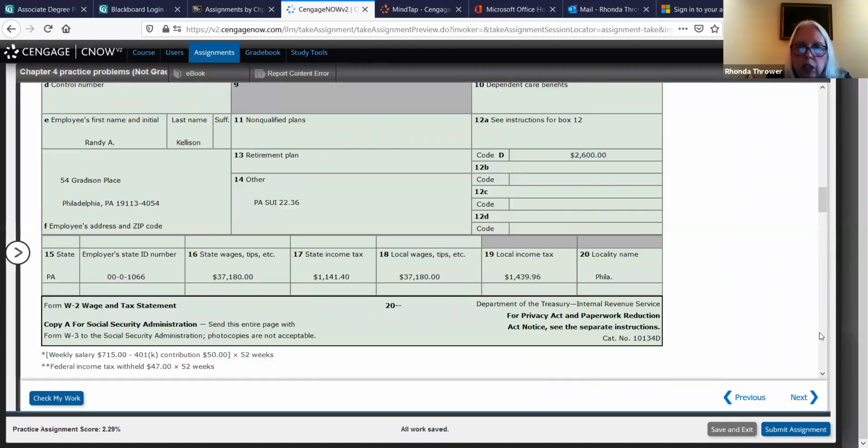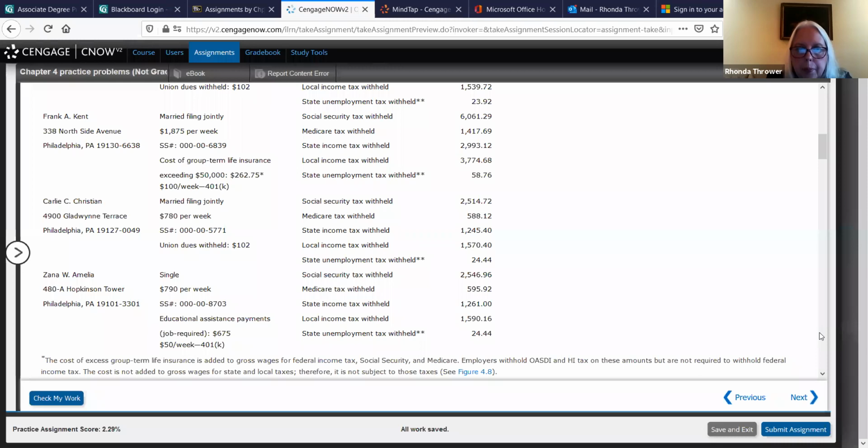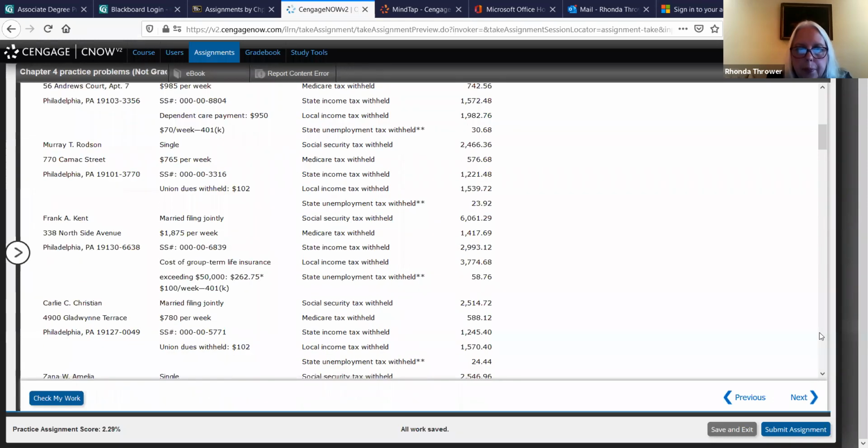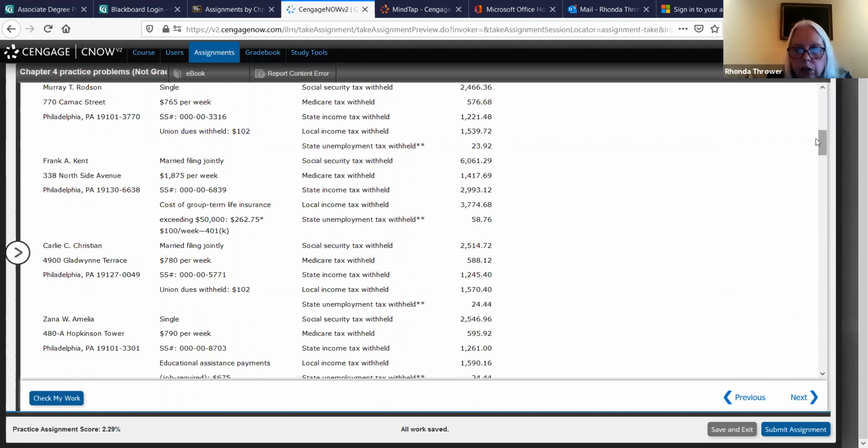The state income tax, they figured it for you. It was given. So the state income tax for Frank A. Kent was $2,993.12.